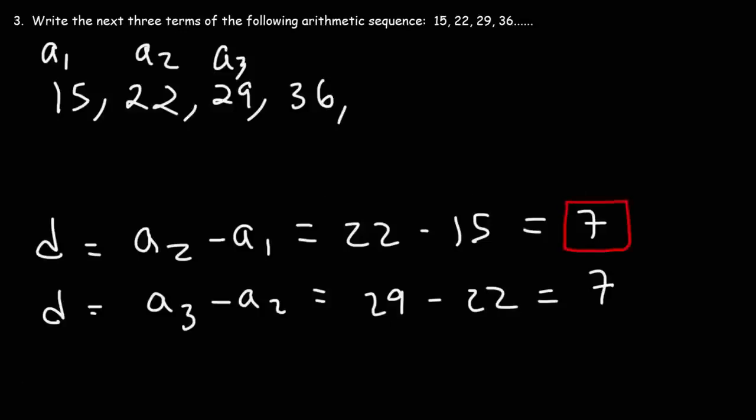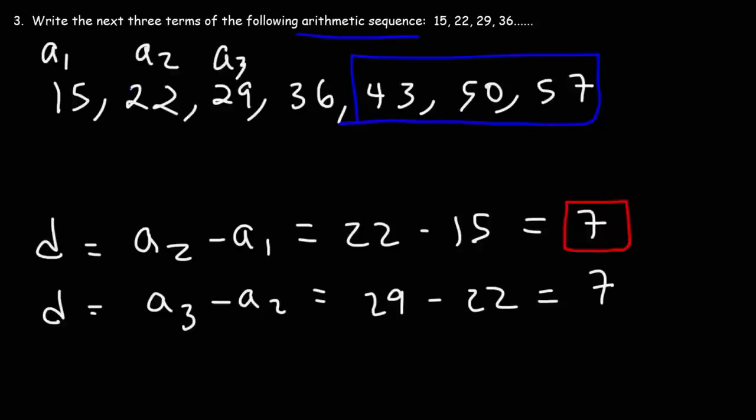So we have a common difference of 7. So we could use that to find the next 3 terms. So 36 plus 7 is 43. 43 plus 7 is 50. 50 plus 7 is 57. So these are the next 3 terms of the arithmetic sequence.